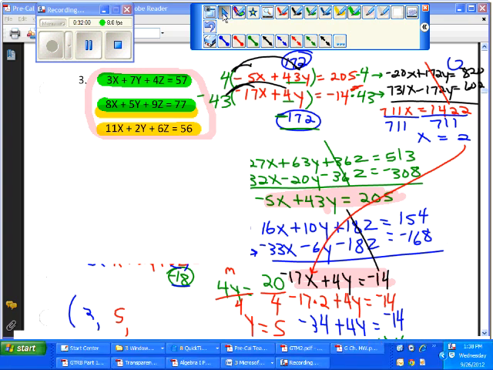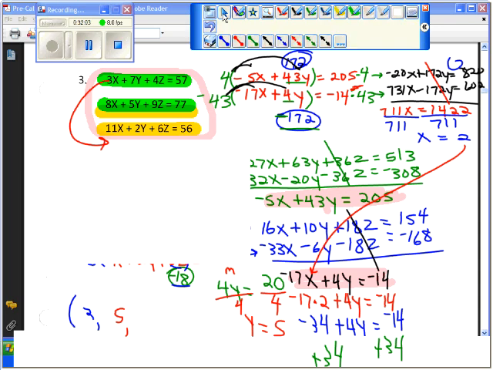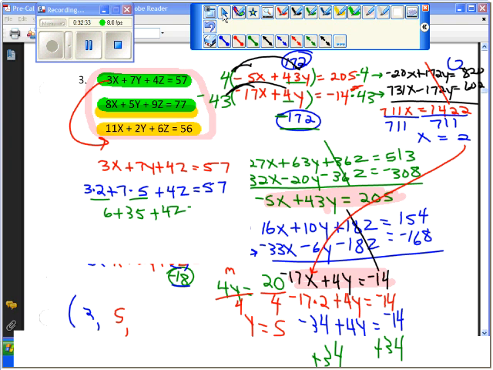I'll just use the top one. So we're going to go back to this top one with 3 variables. 3x plus 7y plus 4z equal 57. And we're going to plug in our x and y to get our z. So 3 times our x of 2 plus 7 times our y of 5 plus 4 times z is equal to 57. And we can solve for z. So we're going to do the multiplications. 6 plus 35 plus 4z equal 57.